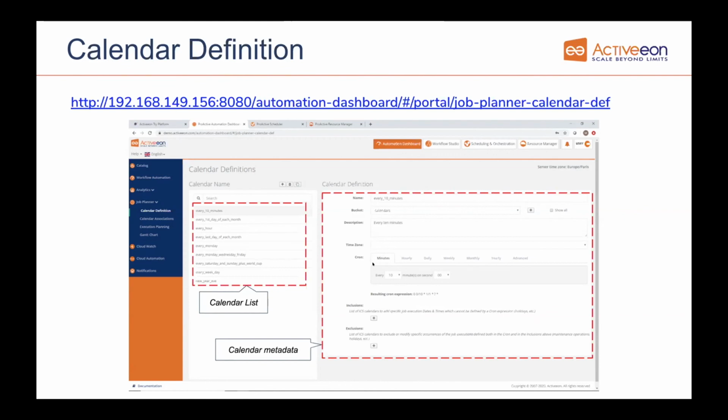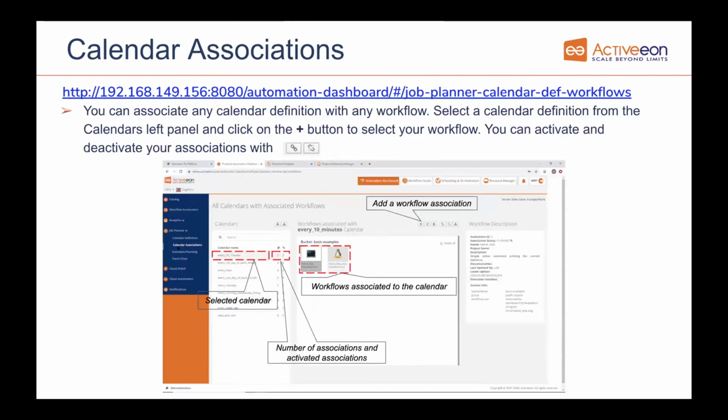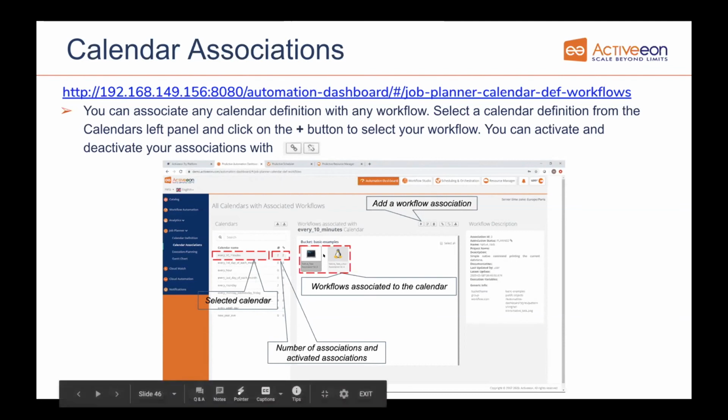So once the calendar is defined, the next step is to go to the second sub-menu over here, calendar association. Suppose we have an every-10-minutes calendar, I want to associate to this calendar a specific workflow, one or more. So I select my calendar, I click on add a workflow association. I will select the workflow from my catalog, and then I will add this workflow to this specified calendar.